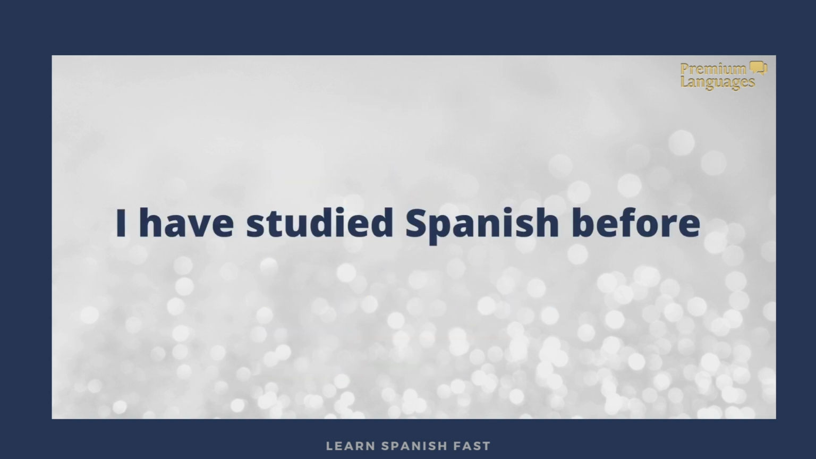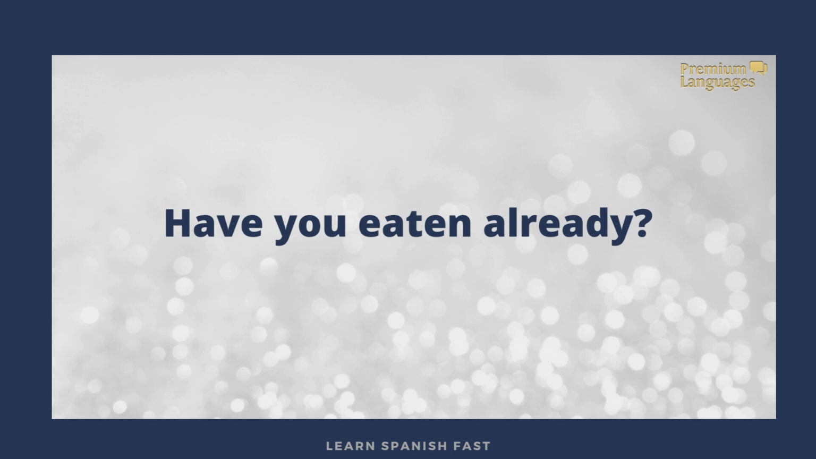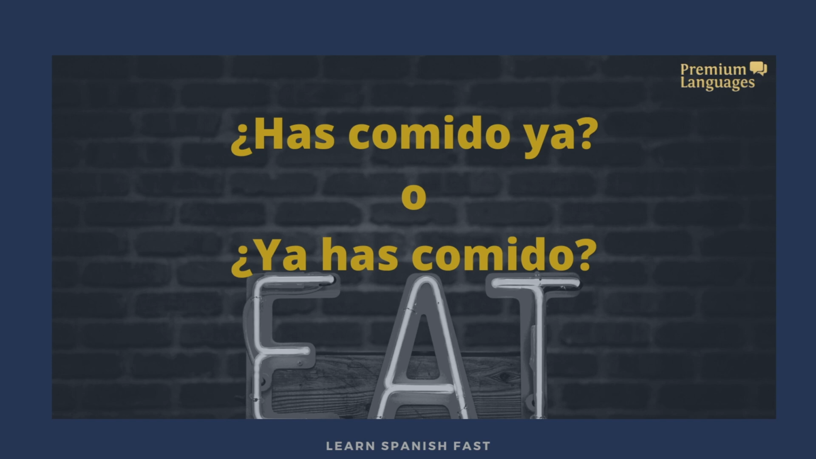If we want to translate the sentence, I have studied Spanish before, we will have yo he estudiado español antes, where yo is the subject, he is the auxiliary verb, and estudiado is the participle, and then español antes, Spanish before. Have you eaten already? This question is translated as ¿has comido ya? Or alternatively, you can say, ¿Ya has comido? Here, we are dropping the pronoun.